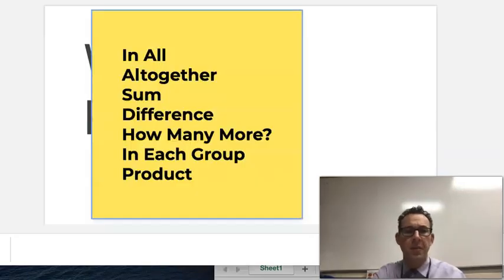I bet your list looks something like this: in all, together, sum, difference, how many more, in each group, product. Many of us were taught that when we search for those key words, they'll help us know what operation to use. So let's put it to the test.